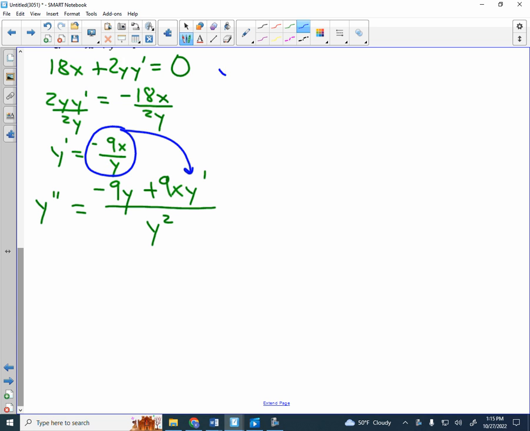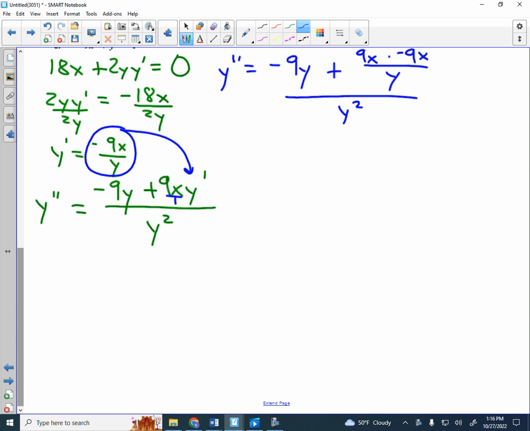So we're going to have y double prime is negative 9y plus, let's see, 9x times negative 9x over y. And that's all over y squared. Why did you not? Because this is like 9x over 1. So we multiply this by this. We get that. Okay. That's a complex fraction, isn't it? Got to deal with that.